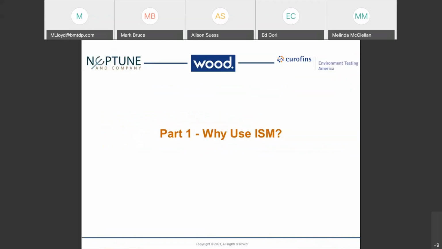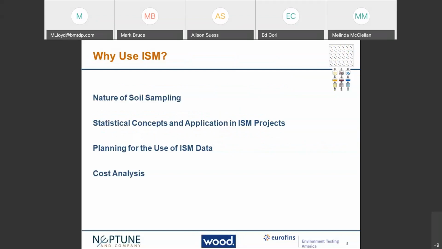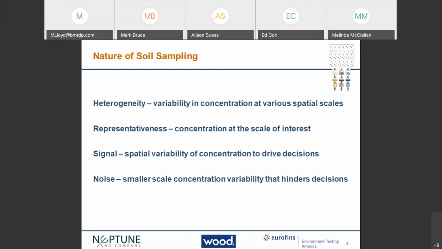So the first question that we want to tackle is, why use ISM? As a part of that, we're going to talk about the nature of soil sampling, the statistical concepts associated with this, how to do the planning, and also take a look at the cost analysis. So in terms of the nature of soil sampling, I want to introduce 4 terms here and define what we mean in this context. Heterogeneity is variability in concentration at various spatial scales. We'll talk a little more detail about that very soon.